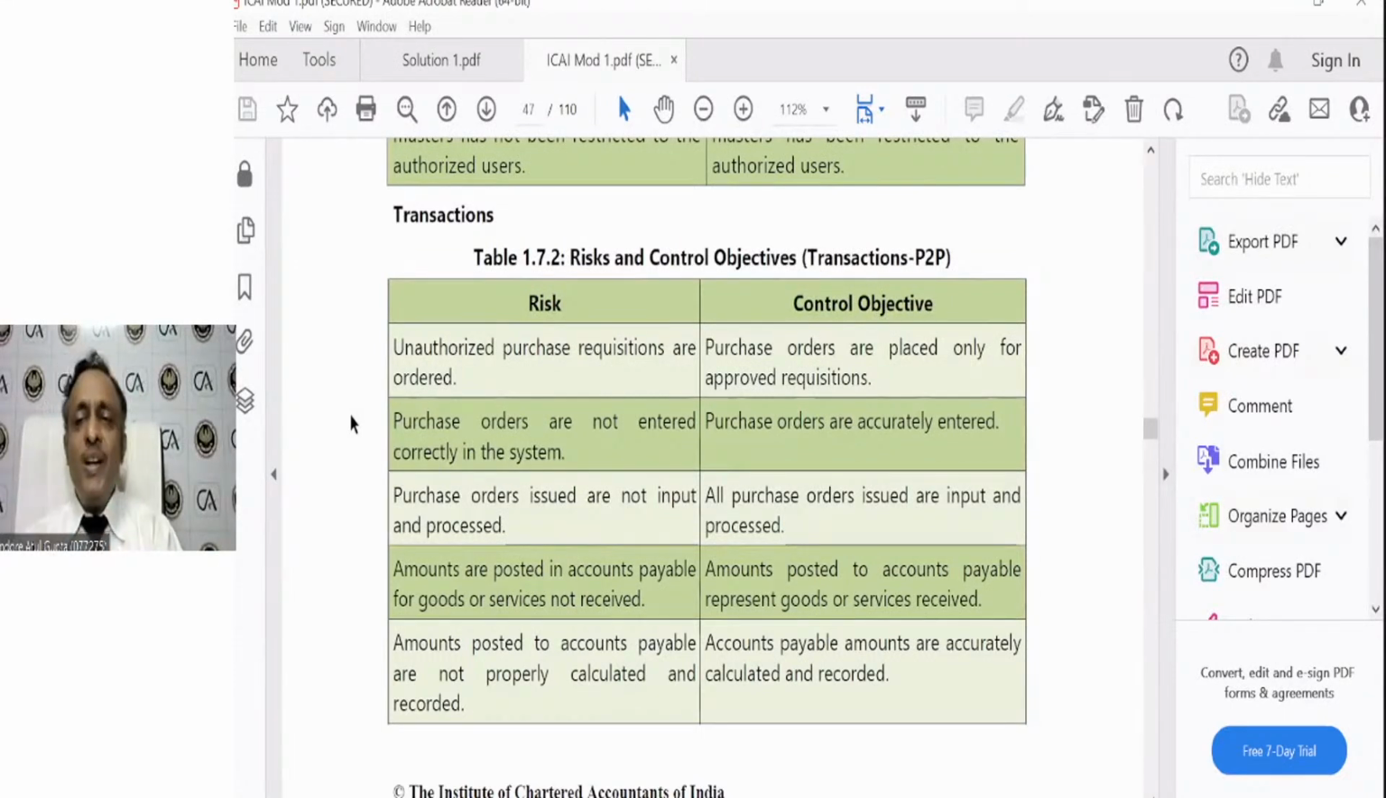So what has to be ensured? If the process is manual, then there has to be a check that all purchase orders generated are entered into the system. Amounts are posted in AP for goods or services not received. Yes, this is again a fraud, an indicator of fraud.